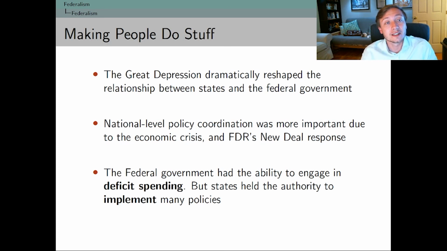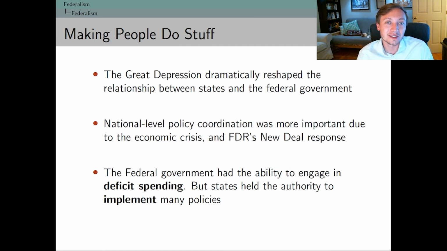And so, of course, this is not a history class, but if you go back and read your notes about the New Deal and FDR's response to the Great Depression, we see that there was a really intense need at that time for national level policy coordination. So essentially, the FDR administration identified that individual states alone weren't going to be able to save themselves from the economic crisis without doing some kind of coordinated state, national response. So for the first time, we had this really pressing need to engage in national policymaking.